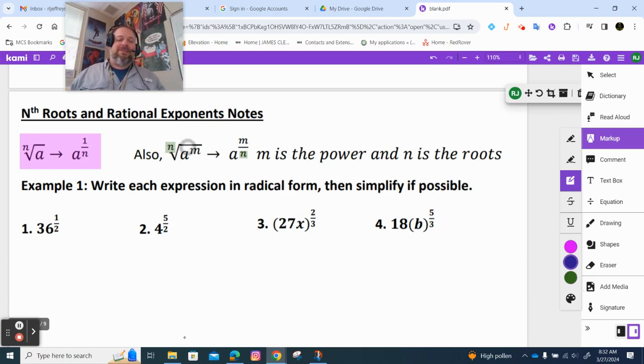All right. If this root has a power, it goes on top. Just put it right here. Thank you, bud. So this is how this works.